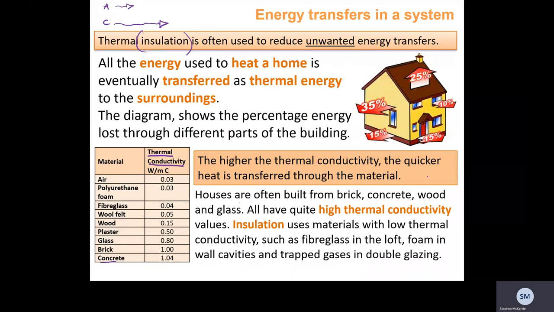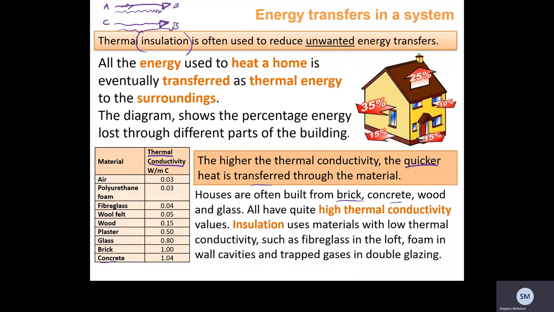The higher the thermal conductivity, the quicker the heat is transferred through the material. So, air and concrete. If I've got the same thickness of air and concrete, then it would take heat a lot longer to get through my air from point A to point B than it would to get through my concrete from point A to point B.